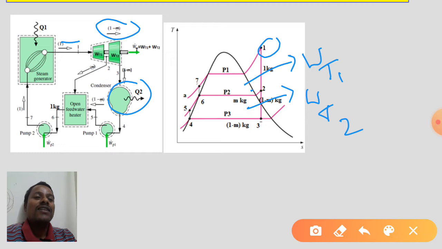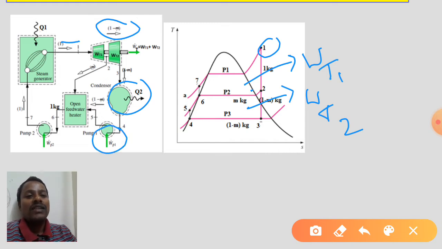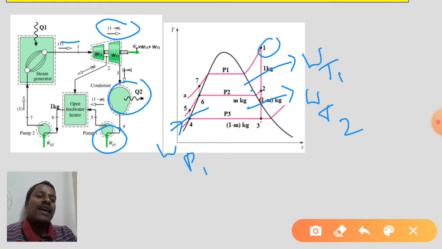So from 4 the condensate enters the pump. Inside the pump we are supplying WP1 power into the cycle, and the condensate comes out at state 5, but the quantity of the steam is 1 minus m kg only.